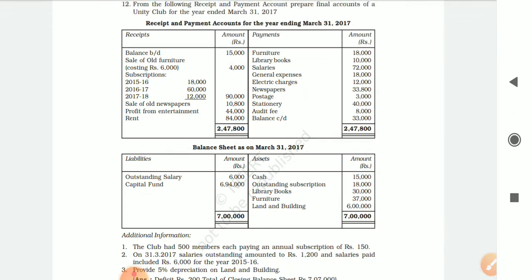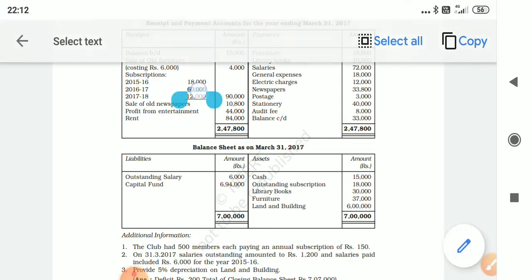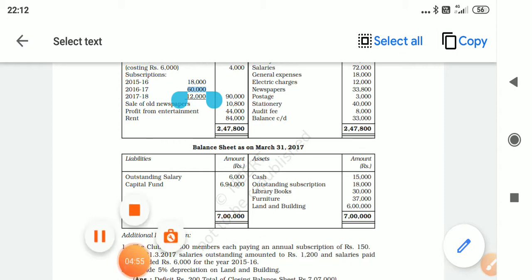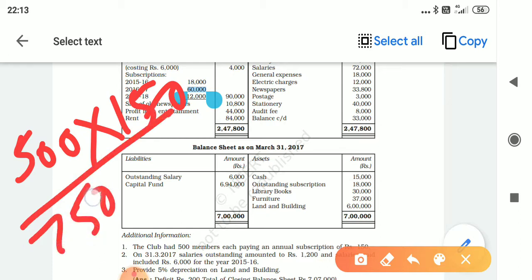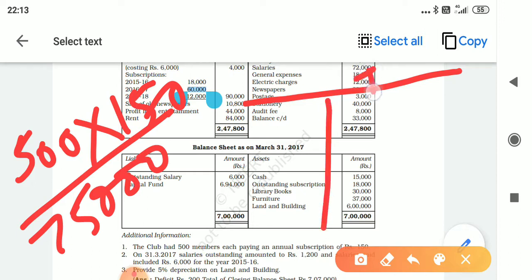Then subscription. Subscription inner column in the income side of income and expenditure account, it will be 60,000 rupees. Okay. Now, this is the adjustment 1 mentioned in your question, the club has 500 members, each paying an annual subscription of 150. It is so easy. All that you have to do is 500 into 150. 500 members into 150 rupees. This comes to 75,000. So in the income and expenditure account, income side, you will show 75,000 in the outer column.